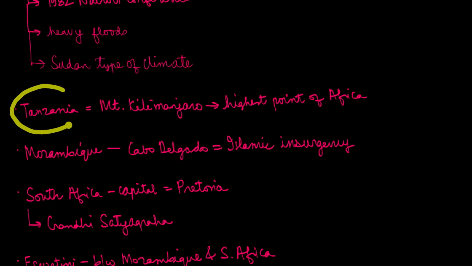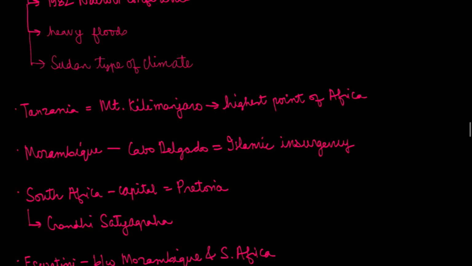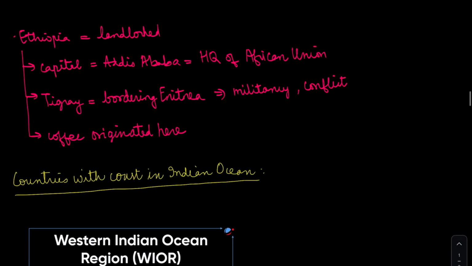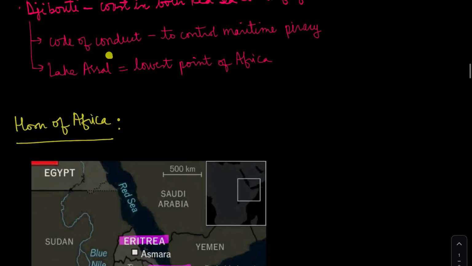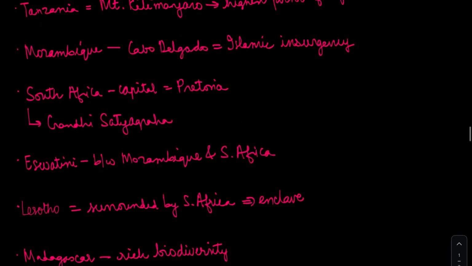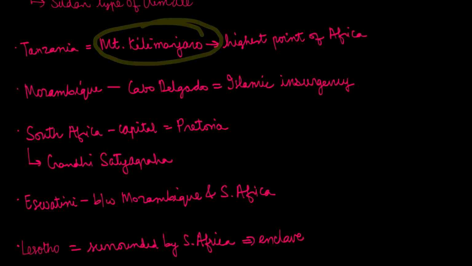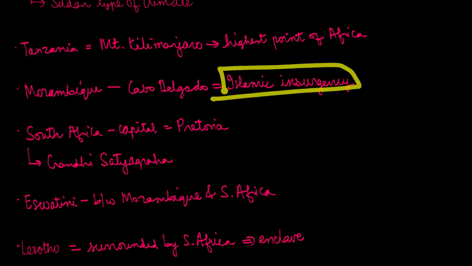Then comes the country of Tanzania. Tanzania has Mount Kilimanjaro, which is the highest point of Africa. So the lowest point of Africa, as we have read earlier, is Lake Assal, which lies in Djibouti, and the highest point lies in Tanzania, which is Mount Kilimanjaro. Then comes Mozambique. It is in news because of Cabo Delgado, which is an Islamic insurgency in the region. Then comes South Africa.